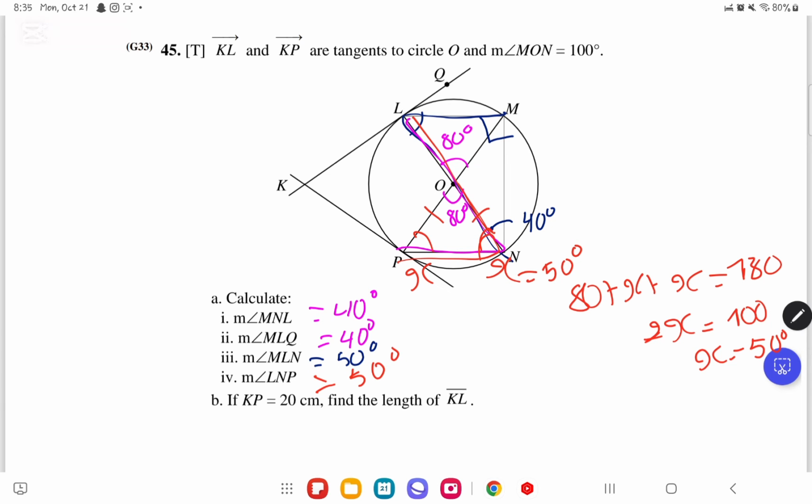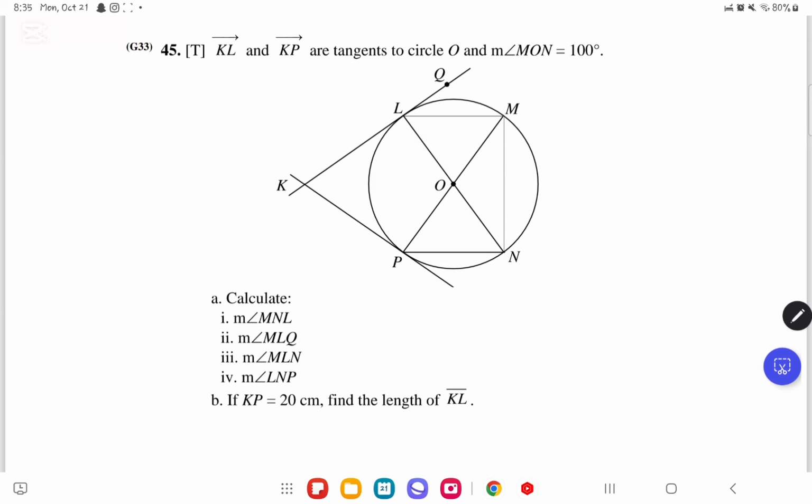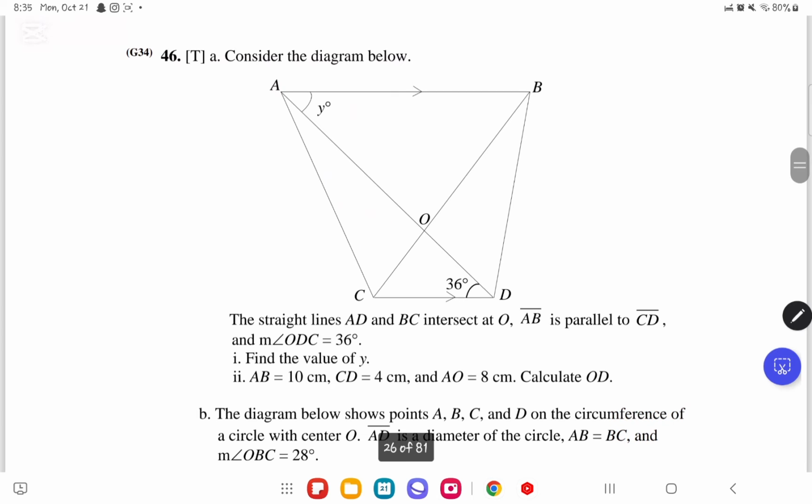Now, we have two tangents. Definitely the two tangents of the same circle are going to be equal. So if KP is 20, then KL is also 20. So KP equals KL equals 20. That was it for question number 45. Now question number 46.